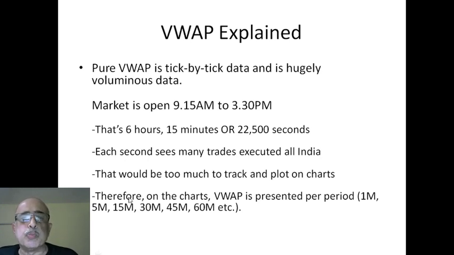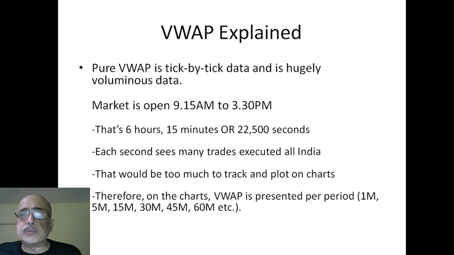The market is open between 9:15 a.m. and 3:30 p.m. That's 6 hours and 15 minutes, which works out to 22,500 seconds. Now imagine 22,500 seconds, with people from all over India, thousands of traders, doing several trades per second. The data would be too voluminous to plot on a chart.